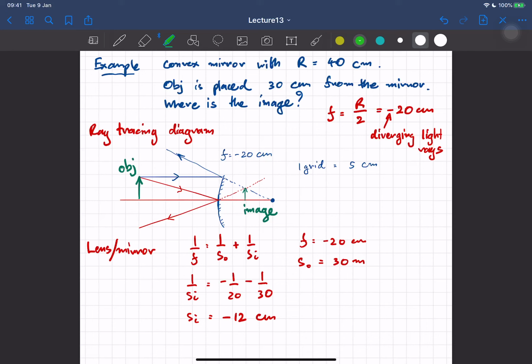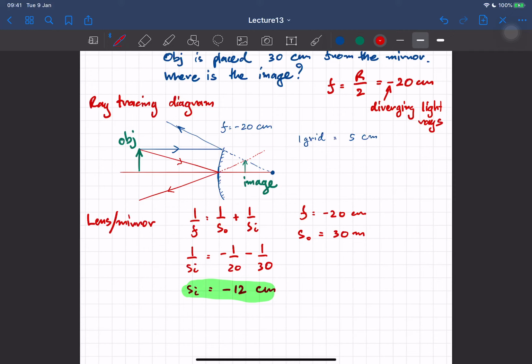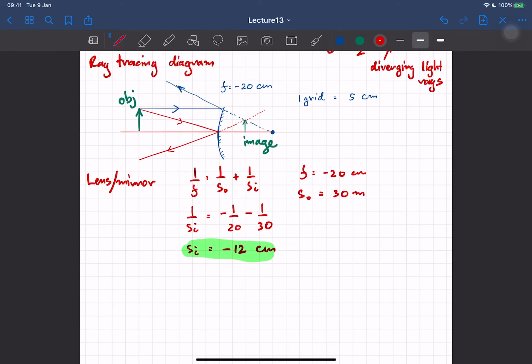So you can see that the equation is exactly the same as for the diverging lens. So we can interpret this result in a very similar way. So first of all, it's a negative sign, right, for s_i. So what can you say about this? It's a negative sign. It means that the image is virtual. And that's what we have for the ray tracing diagram, right? The light rays do not really intersect at any point. You have to extend the light back and they meet at one point. So that's the image, which is virtual.